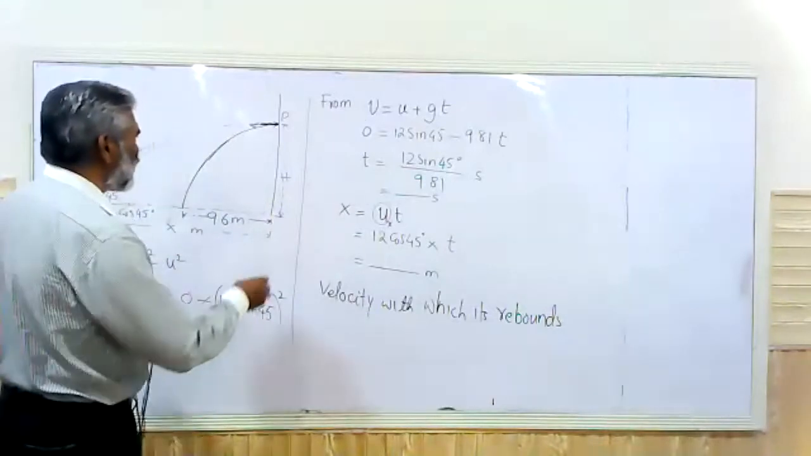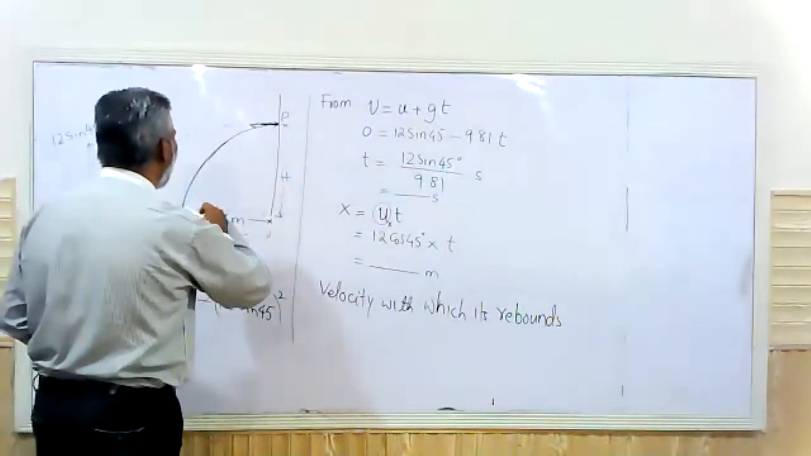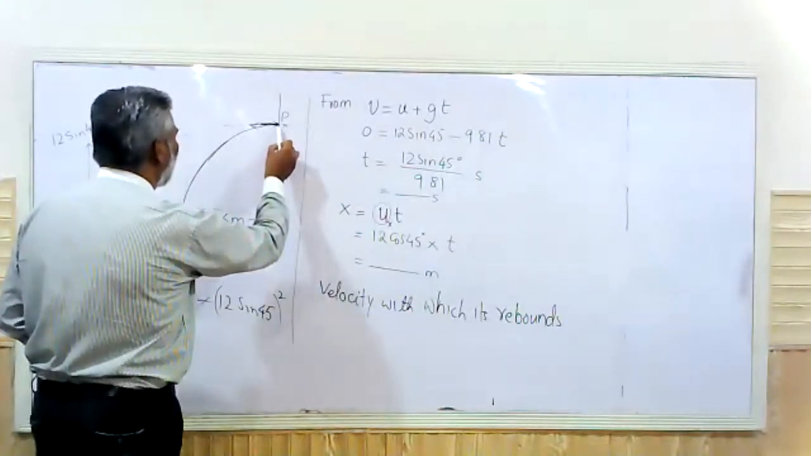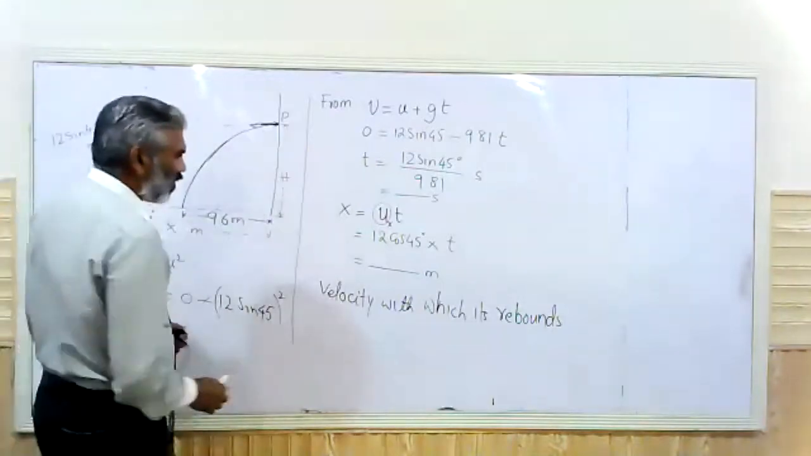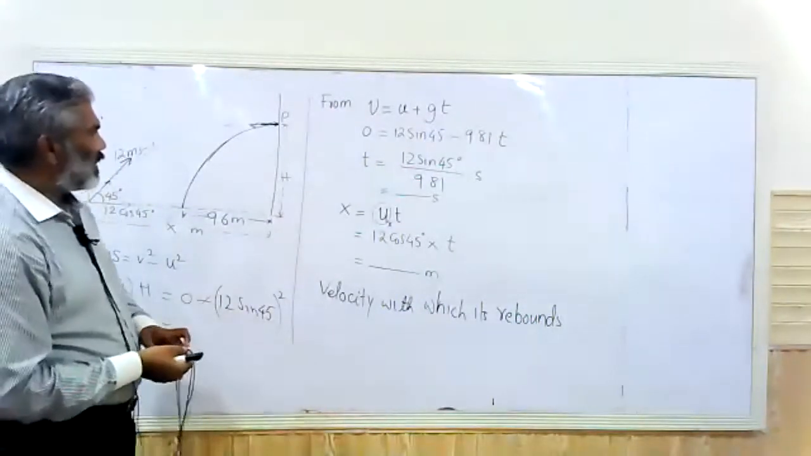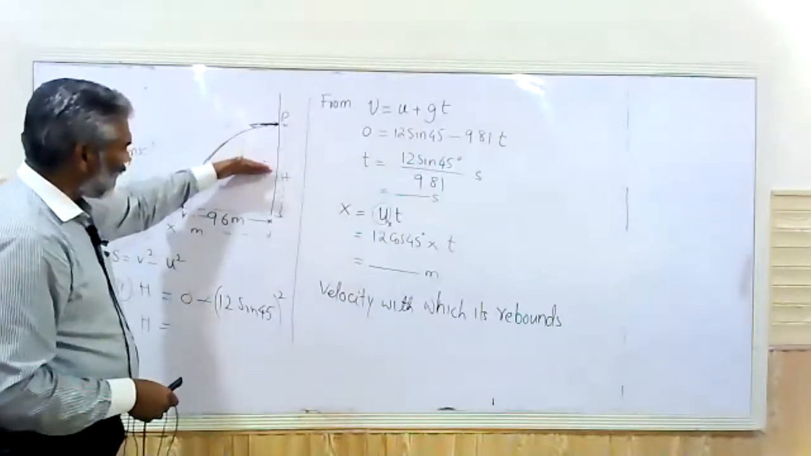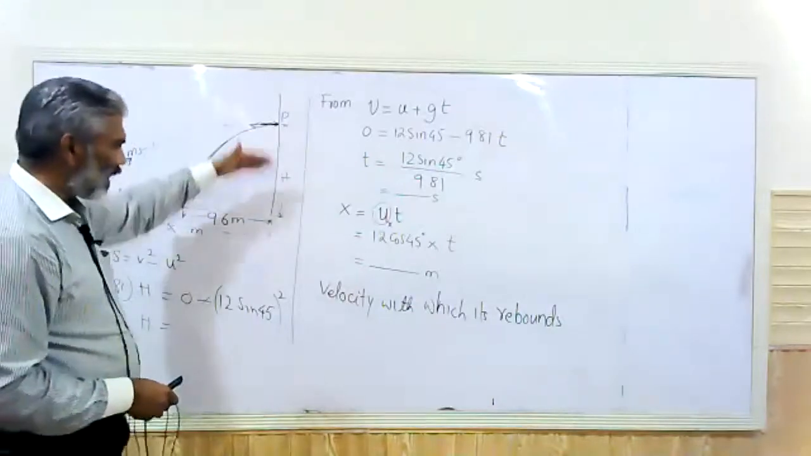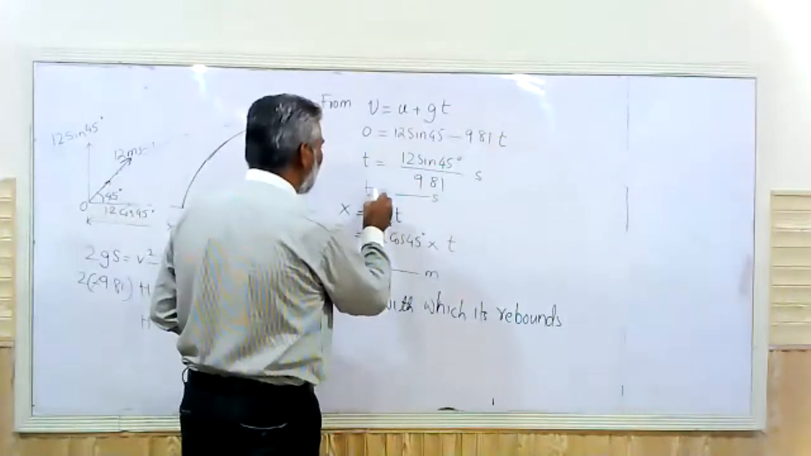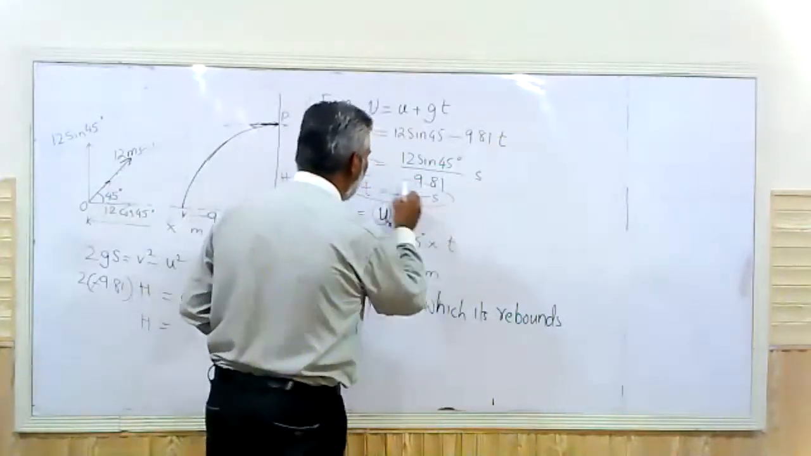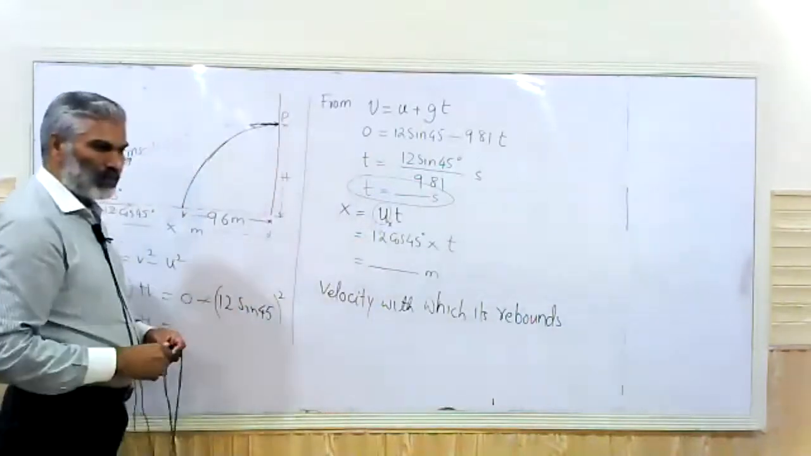It will take the same time to reach this level, even if it has different velocity now. When it hit the wall, it had different velocity. When it gets rebound from it, it has different velocity, but it takes the same time to reach here because the height has remained the same. So whatever time you have calculated here, this was the time to reach this height, and this will be the same time to come back to the ground level.